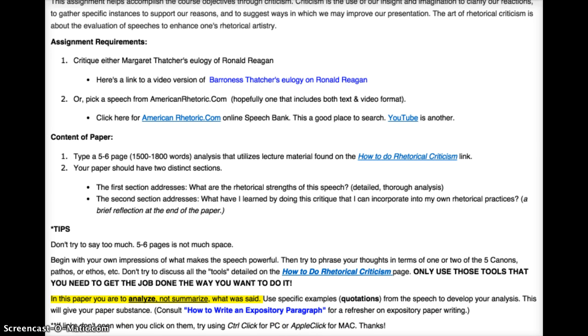If you have questions about this particular assignment, please don't hesitate to email me, or when we're together in class, I can answer them at that time as well.